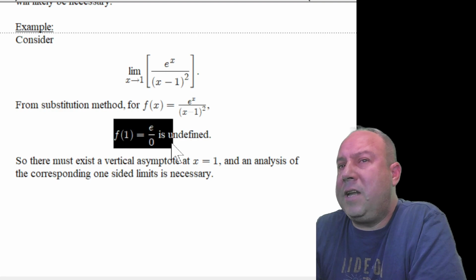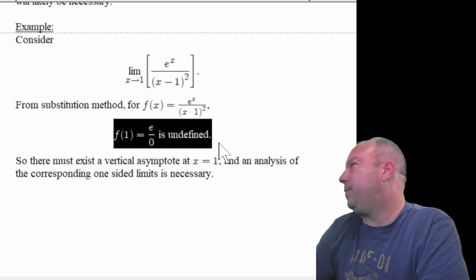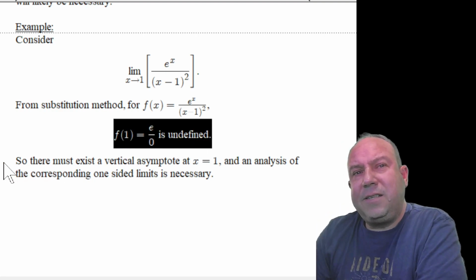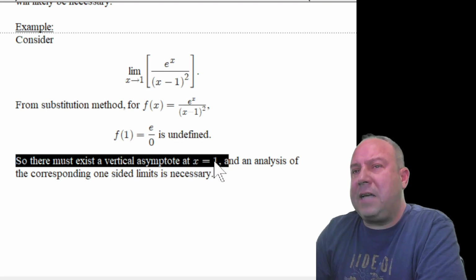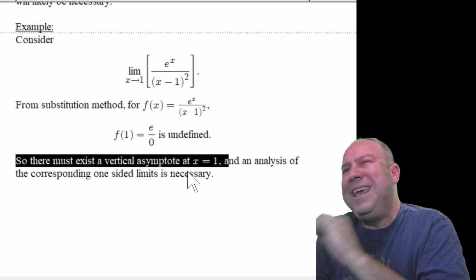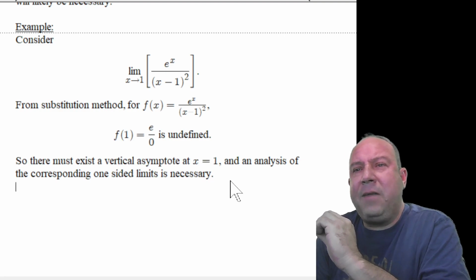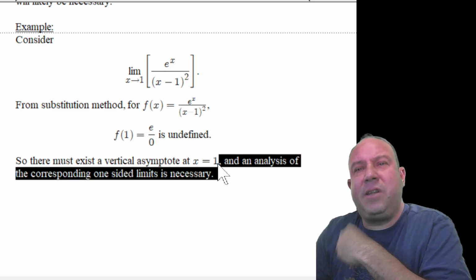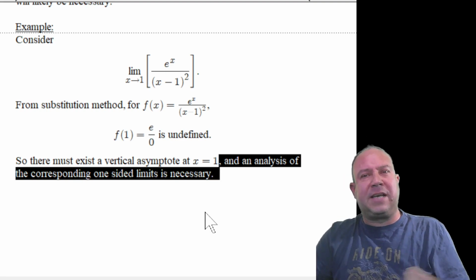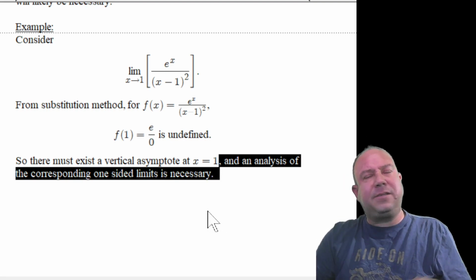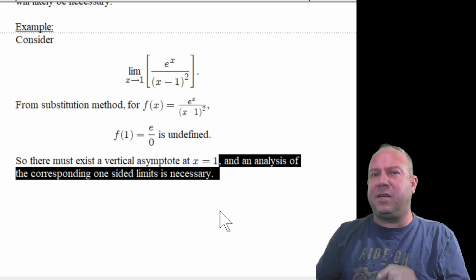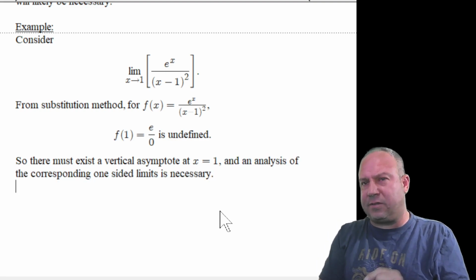We encounter an undefined result. So what that tells us is there must exist a vertical asymptote in our graph at x equal to 1, even though we don't have the graph right there in front of us. And what we want to produce now is an analysis of the corresponding one-sided limits, an analysis that we can perform numerically and doesn't require us to sketch the graph of this function.